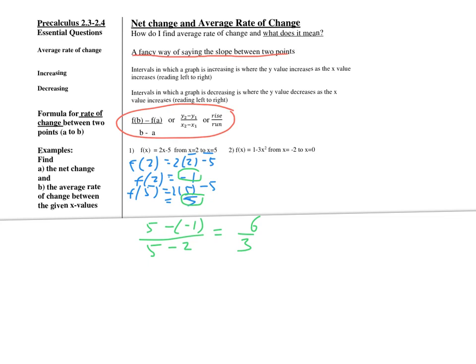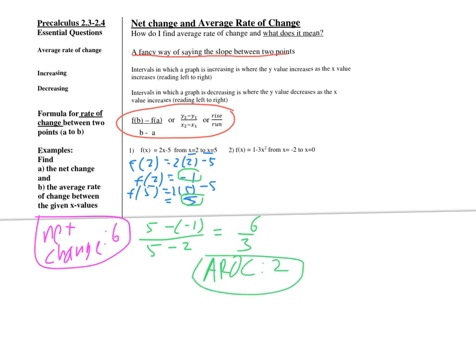Now I'm actually going to stop there because this actually tells me one thing here, is that the numerator, once I do my subtraction, is the net change. It's just the y2 minus y1, and so I already know that that's 6. And then my average rate of change, I'll call it A-R-O-C, would just be 2.